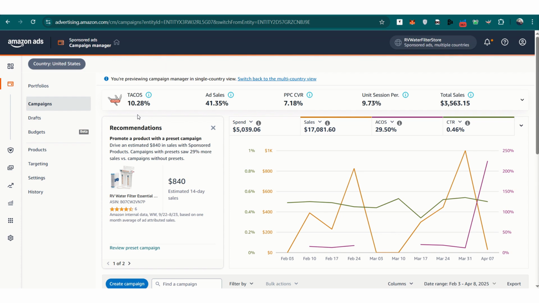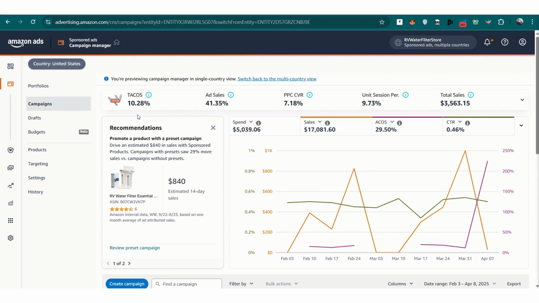A high TACOS indicates that you're heavily dependent on paid advertising to drive sales, which can be risky. The goal for many sellers is to reduce TACOS over time, meaning they are generating more organic sales while spending less on ads proportionally. A healthy TACOS often falls between 10 to 12% for brands focused on profitability, while those aggressively scaling may have TACOS in the range of 20-25%.